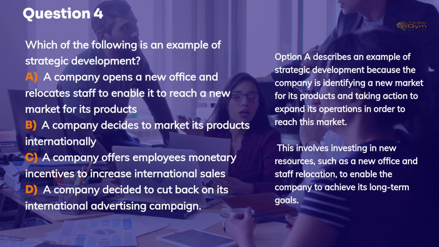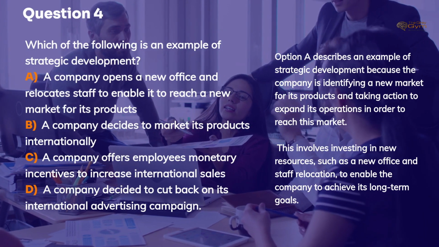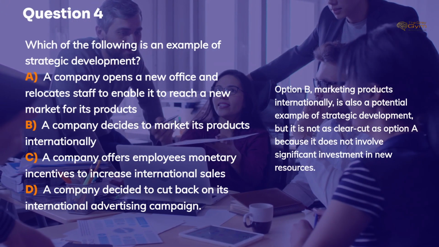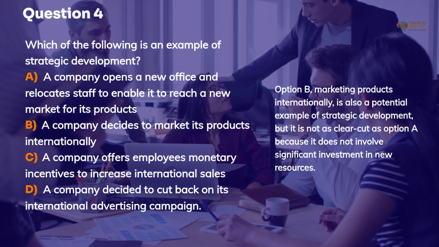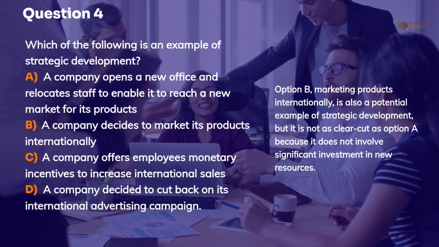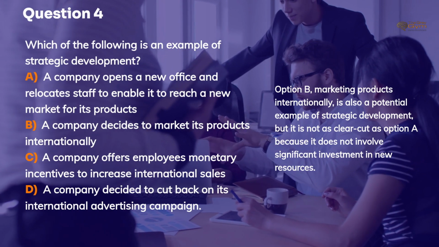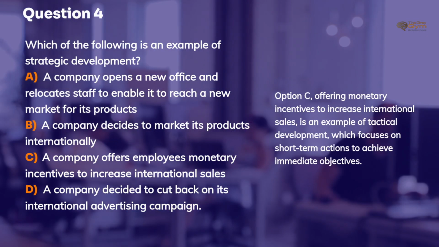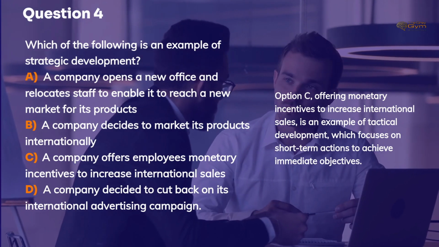This involves investing in new resources such as a new office and staff relocation to enable the company to achieve its long-term goal. Option B, marketing products internationally, is also a potential example of strategic development, but it is not as clear-cut as option A because it does not involve significant investment in new resources. Option C, offering monetary incentives to increase international sales, is an example of tactical development and not strategic, which focuses more on short-term actions to achieve immediate objectives.